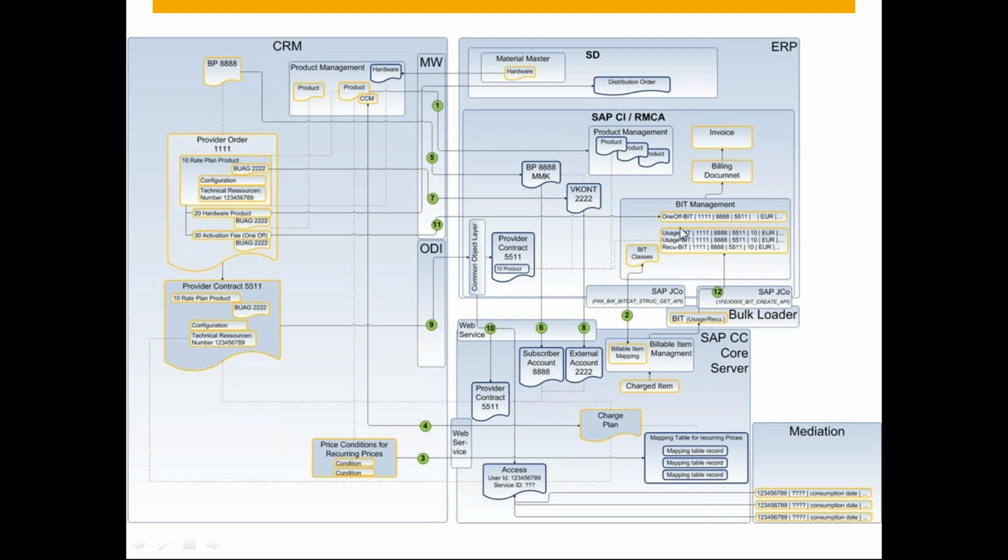In ECC, the billing will happen to the customer. While billing happens, the billing process will consider even this one charge bit which is coming from CRM. This activation fee is there, right? This will be coming as another billable item in ECC. So while billing happens, it will group these usage bits as well as one-time bits, and the billing document will be created and the invoice will be created.